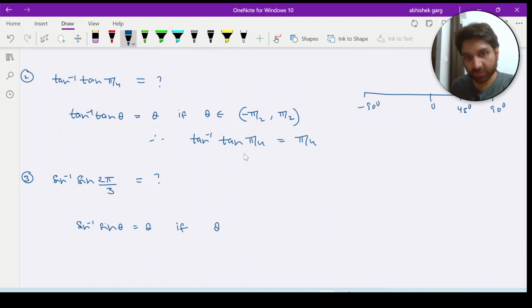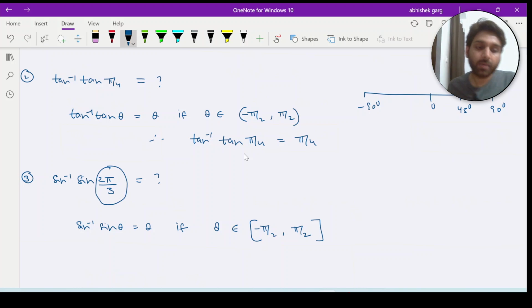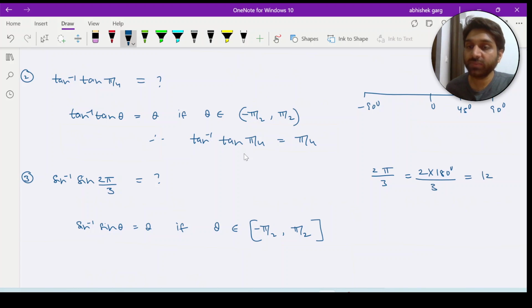This is valid only if theta lies between minus pi by 2 and pi by 2, closed interval. Now let us look at 2 pi by 3. 2 pi by 3 is 120 degrees. How do we get 120 degrees? You can look at it like this. 2 pi by 3 is equal to 2 into 180 degrees (pi is 180 degrees) upon 3. So this is 120 degrees.